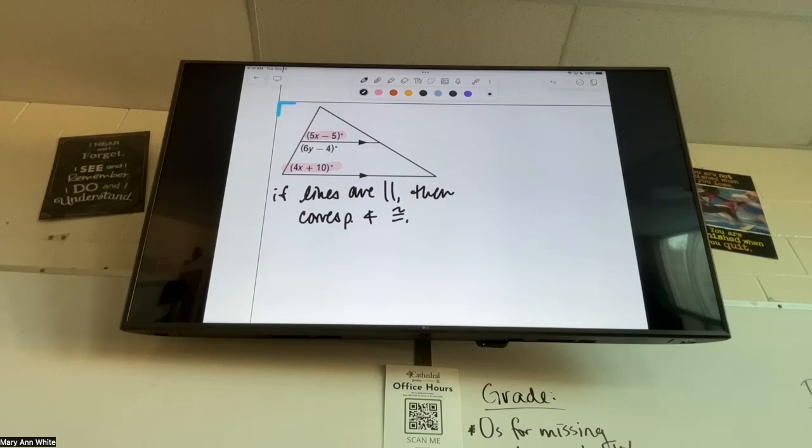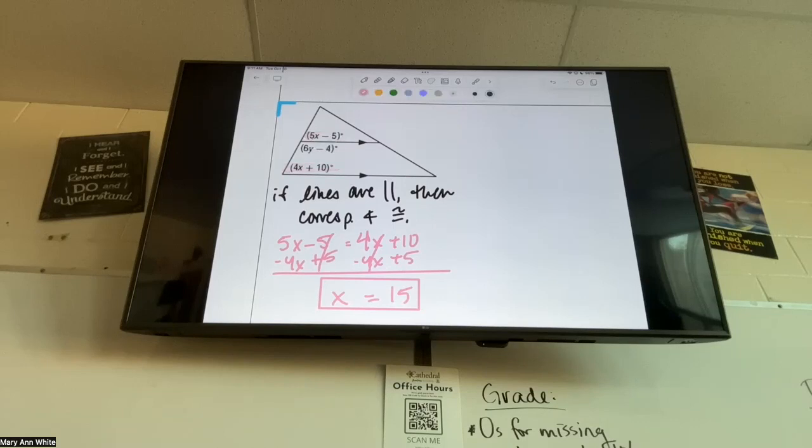So we're gonna set them equal to each other. So let's say 5x minus 5 is equal to 4x plus 10. Minus 4x from both sides. Add 5 to both sides. And I get x equals 15. Okay, perfect. Everybody good so far? Okay, now let's do our y.